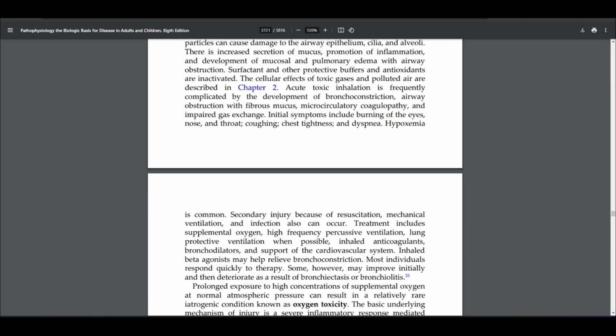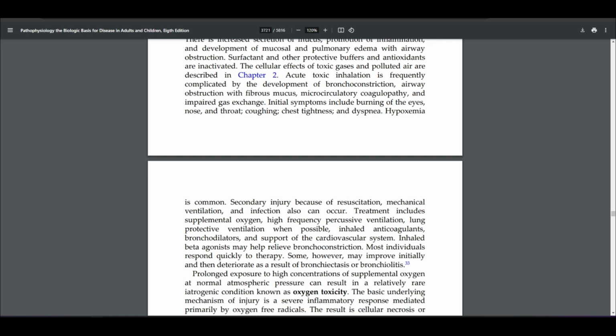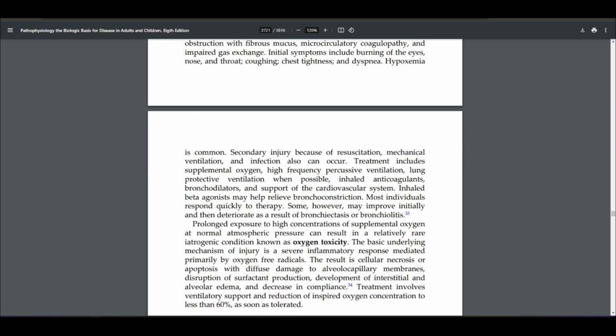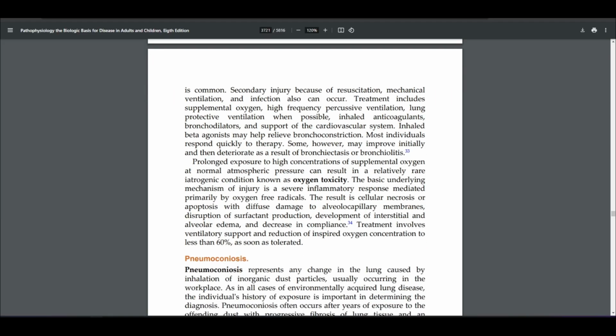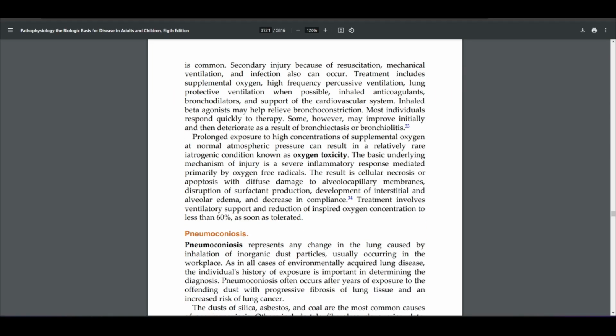Acute toxic inhalation is frequently complicated by the development of bronchoconstriction, airway obstruction with fibrous mucus, microcirculatory coagulopathy, and impaired gas exchange. Initial symptoms include burning of the eyes, nose, and throat, coughing, chest tightness, and dyspnea. Hypoxemia is common. Secondary injury because of resuscitation, mechanical ventilation, and infection can occur.